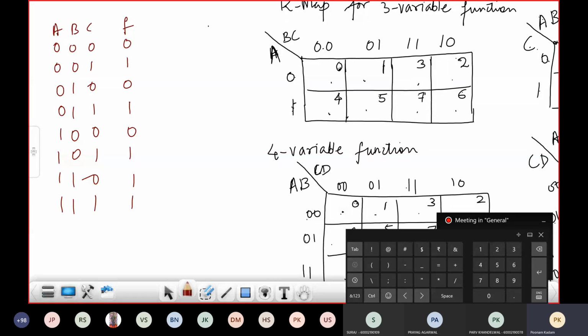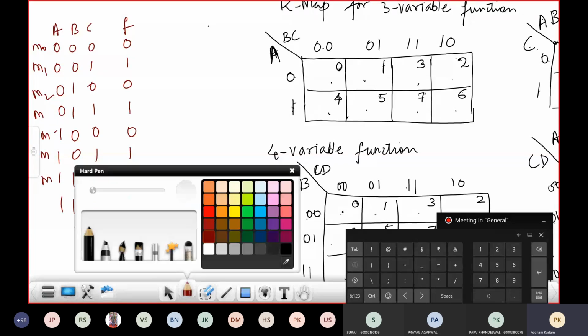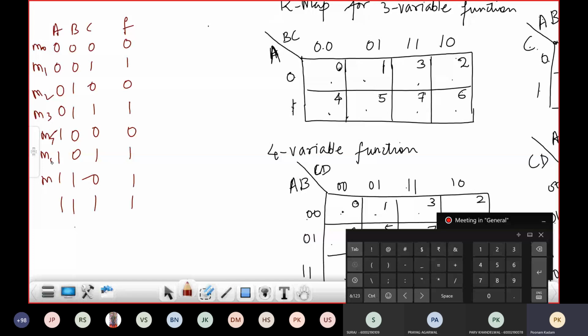A 3 variable K-map has 8 cells corresponding to 8 minterms. We know that the first cell corresponds to minterm 0, the second is minterm 1, the third is minterm 2, then minterm 4, then 5, 6, 7. I missed 3, right? So 0, 1, 2, 3, 4, 5, 6, 7.